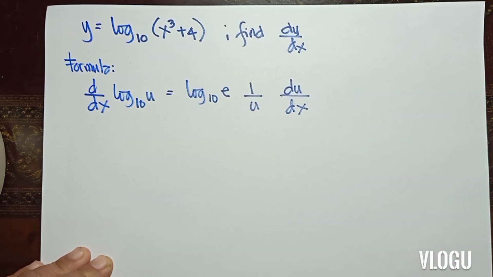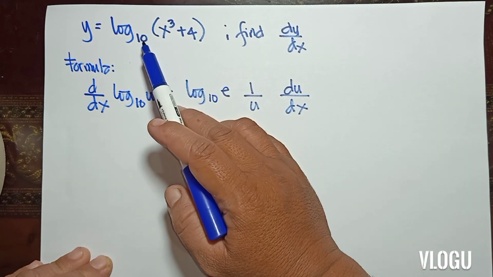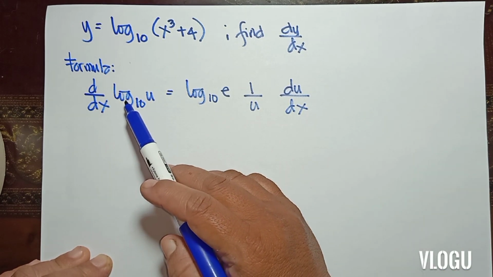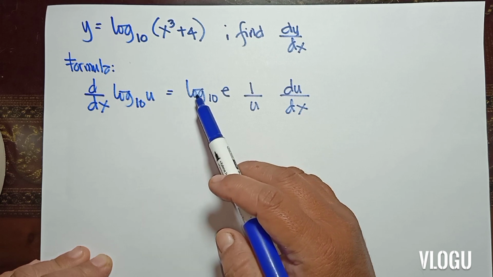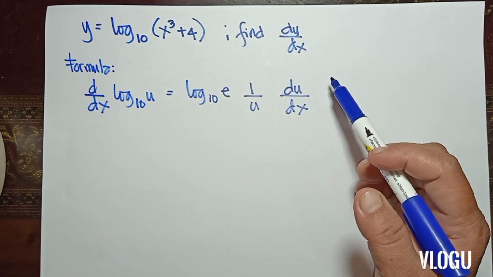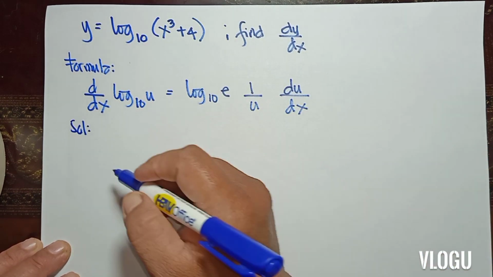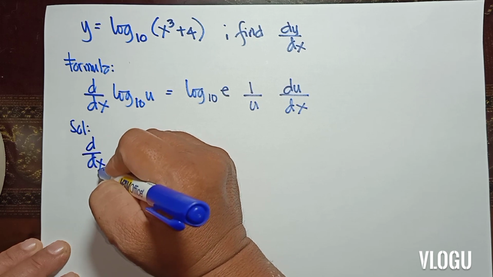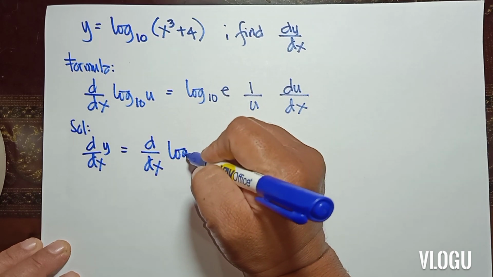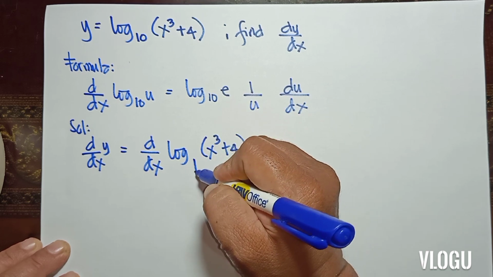Next example, y is equal to log of x cubed plus 4, base 10. So from the formula, the derivative of log of u base 10 is equal to log of e base 10 times 1 over u du/dx. So solution here, we have d/dx of y, that is d/dx of log of x cubed plus 4 base 10.